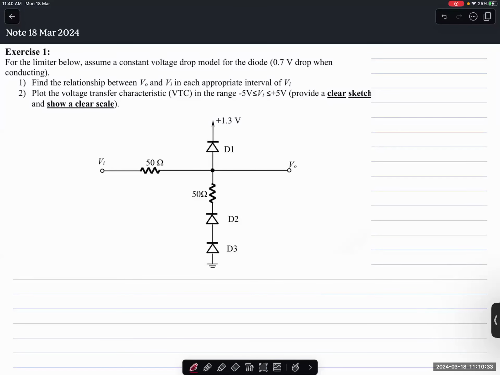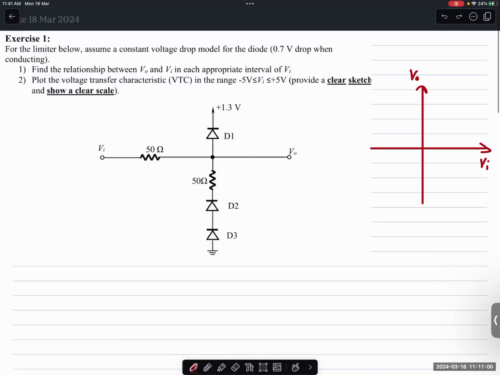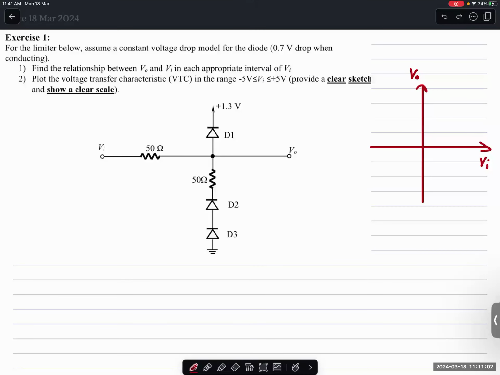Okay, so this question is asking you to find the relationship between output and input and then draw the transfer characteristics. Transfer characteristic means you have to finally draw VO versus VI. It could be like this, I don't know. You have to check it out. So you have to first find the relationship between input and output, okay?